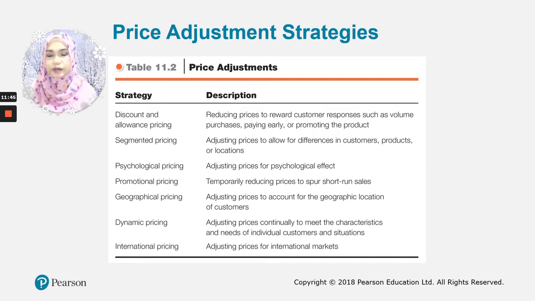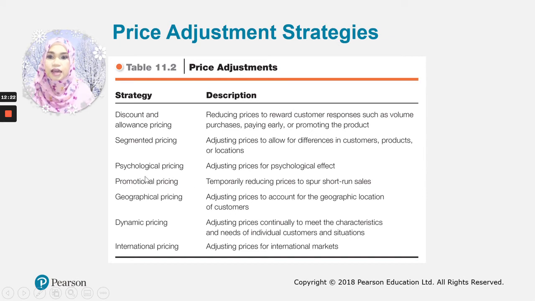Sometimes they call it allowance pricing. Basically making people pay less. Perhaps if they buy more quantity, then you will give them some quantity discount. If you buy one, 10 ringgit. If you buy two, 18 ringgit. If you buy three, 16 ringgit. So you'll be getting cheap. Not 16 ringgit. Buy two, 18 ringgit. Buy three, perhaps 28 ringgit. So that will be cheaper to buy three, isn't it?